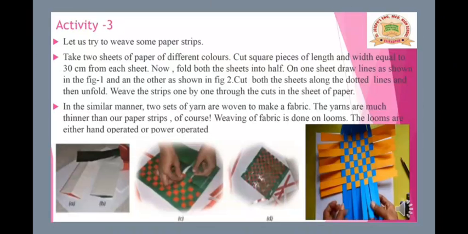It is the same process which is used in factories for making cloth, that is, the fabrication industry process. The yarns are much thinner than the paper strips. Weaving of fabric is done on looms. A loom is a machine and it is used in factories. There are also hand looms, which are seen in the cottage industries.